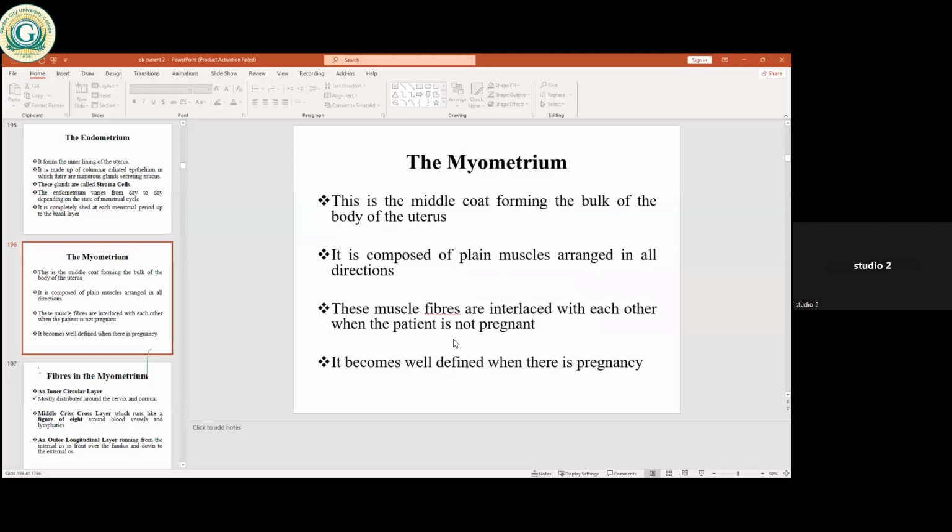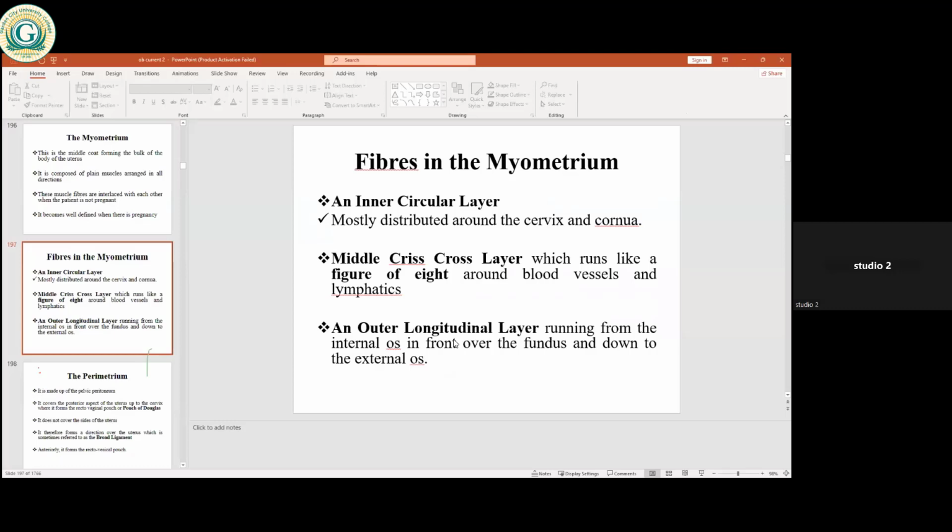The fibers are in the inner circular layer, crisscross layers and longitudinal layers. Now let's see the distribution: the inner circular layer is around the cervix and cornua, and the crisscross figure of eight is around the blood vessels of the uterus. And then we have the outer longitudinal layer, which runs from the internal os in front over the fundus and down to the external os.